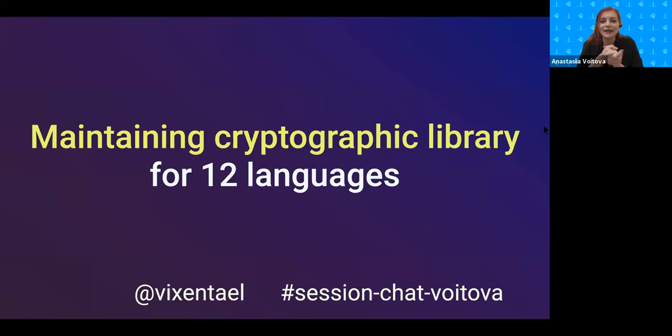The topic of my talk is maintaining a cryptographic library for 12 languages. Here you can find my Twitter nickname, and the Slack channel where I will be and where I will chat with you afterwards. However, after some time, I understood that it's actually not 12 languages. It's 14 languages already, because this cryptographic library, THEMIS, is growing faster than I can see.